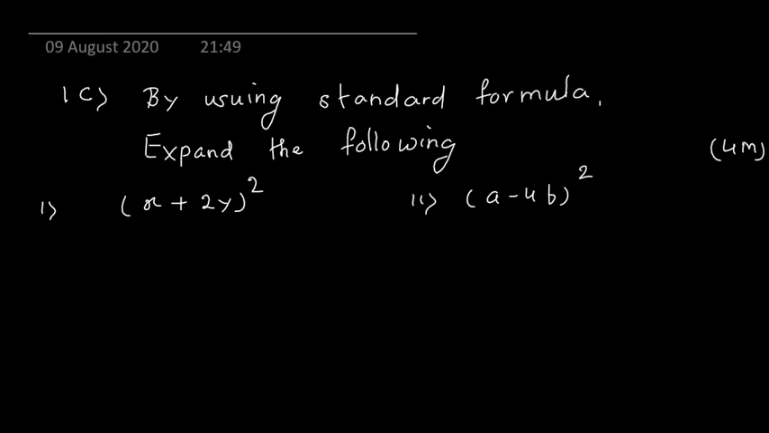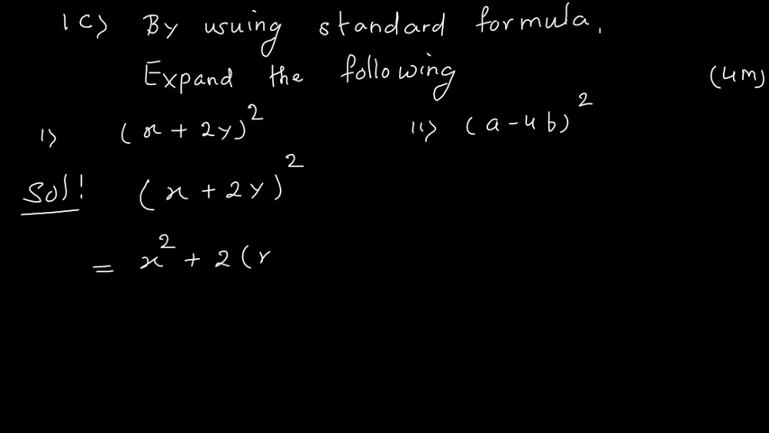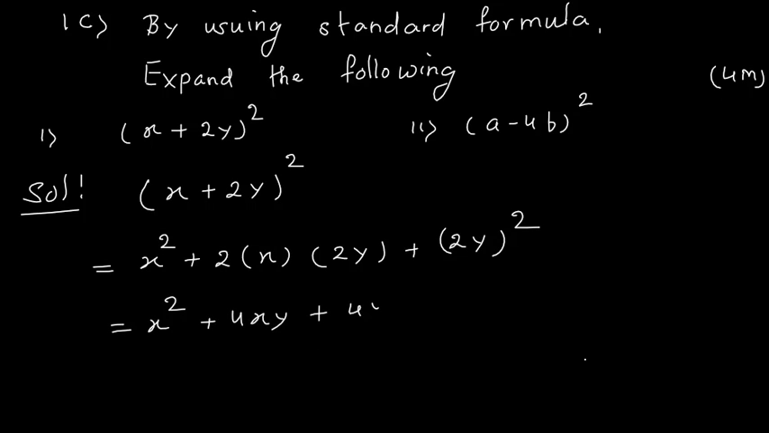Okay, next question. By using the standard formula, expand the following. So first problem is x plus 2y the whole square. Now we can expand it. A plus b the whole square gives me a square plus 2 times a into b plus b square. So this is x square. 2 into 2 is 4. 4 times xy plus 2y the whole square is 4y square.